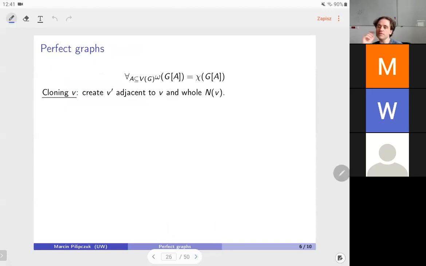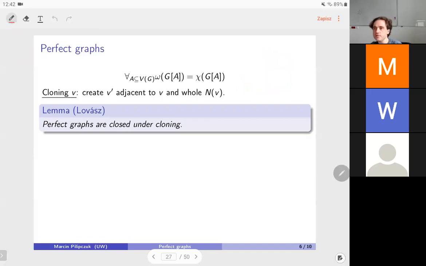I want to have the operation where I have a graph and I pick some vertex V there. It has, say, 2 neighbors. What I do is add a clone of this vertex. So I add a new vertex called V prime, make it adjacent to V, and make it adjacent to the neighbors of V. It's sometimes called making a true twin. So I'm taking a vertex and making a clone with the same neighborhood, also adjacent to the original vertex. This is the operation of cloning, and the observation of Lovász is that if you take a perfect graph and clone a vertex, you're still perfect.